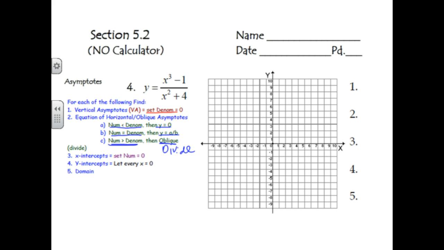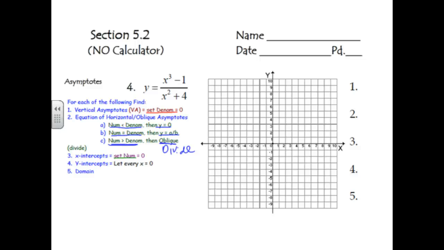To find the x-intercept, write these notes down. To find an x-intercept, we set the numerator equal to 0. That's only true if there's no d shift. If there's a d shift, we actually have to let y be 0, but most of the functions don't deal with d shifts. So this will be a good rule.